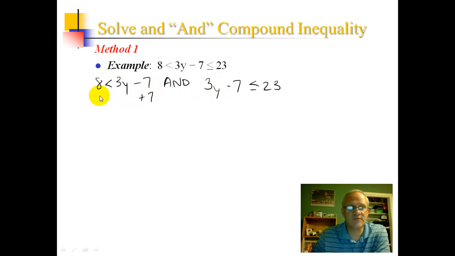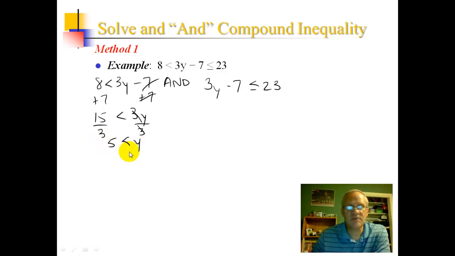So I'm going to go plus 7, these cancel. 8 plus 7 is 15, less than 3y. And then the last step is we want to get rid of that 3, so I divide by 3. And so what I have here is that y is greater than 5.